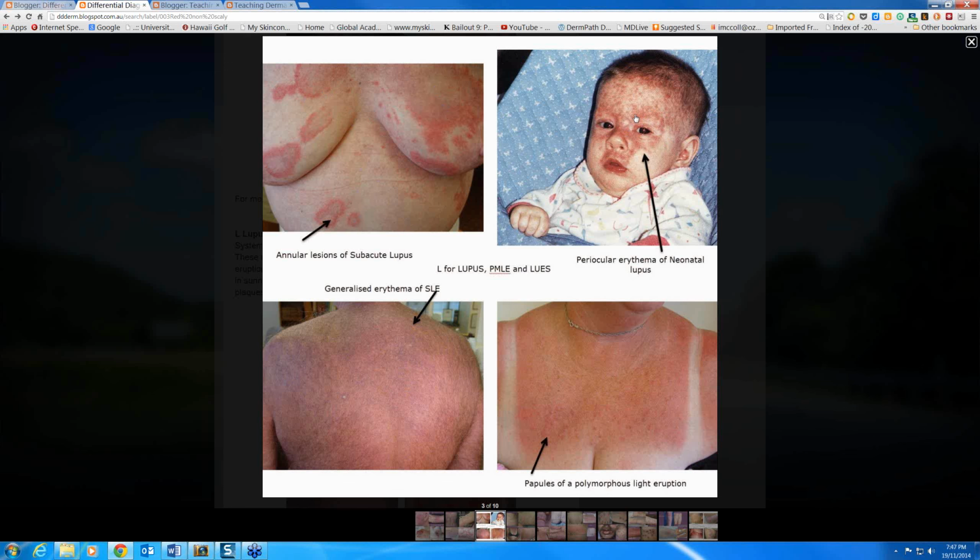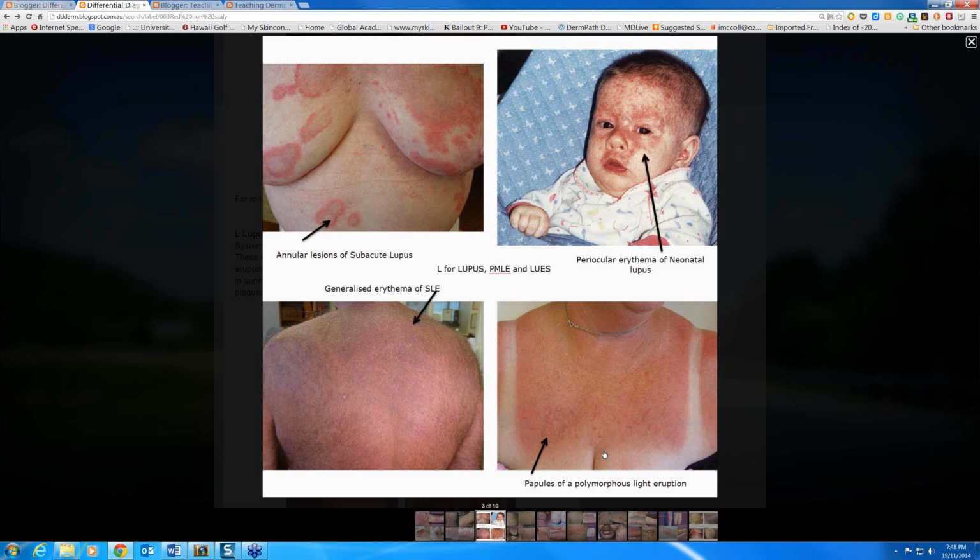This is a young child with what's called neonatal lupus. You can see again, it's a red, and you'll take my word that it's a non-scaly eruption occurring in sun-exposed areas. It's because of photosensitizing antibodies that have been passed over from the mother to the child via the placenta. And then when the child goes out in the sun, these photosensitizing antibodies are activated, and this rash will come out in sun-exposed areas. This is the generalized erythema of systemic lupus, again red, non-scaly.